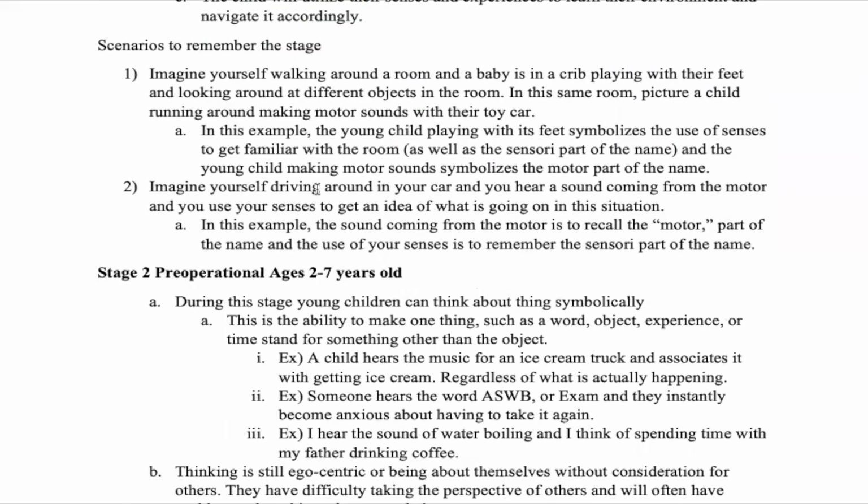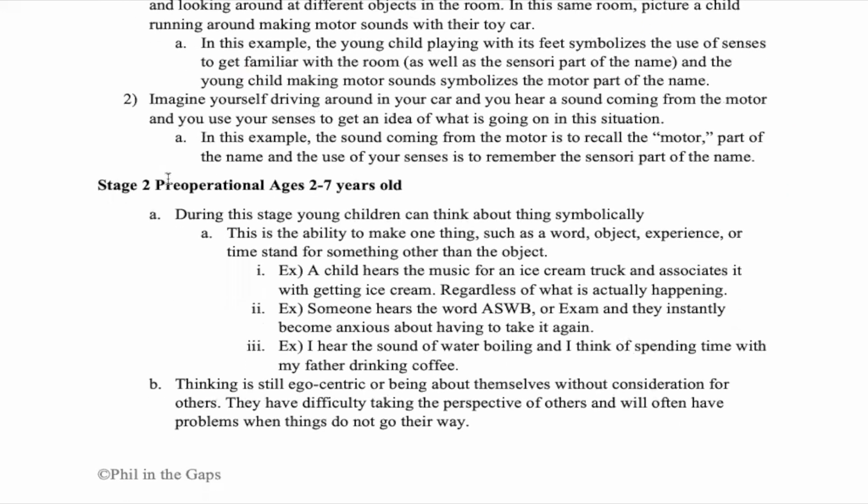The next stage is pre-operational. So key emphasis on pre, think of prior, and then operational is where they're going to be collaborating with other individuals. So pre-operational is prior to the individual being operational or collaborative with other individuals. The age range here is 2 to 7 years old.